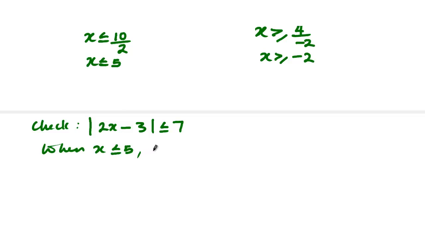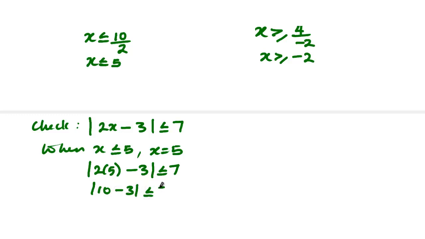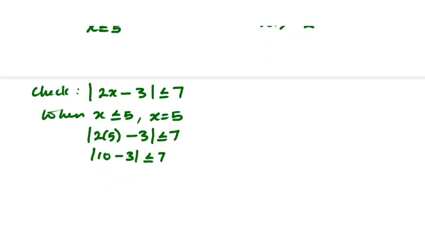So let's pick the maximum extreme value of x. So we can say that x is equal to 5 in this case. It can actually be less than. So let's plug it in here. This will give us the absolute value of 2 into bracket 5 minus 3 is less than or equal to 7. 2 times 5 is 10, minus 3. If we solve it further, that's the absolute value of 7 is less than or equal to 7, which is true. So it can either be less than or equal to 7.